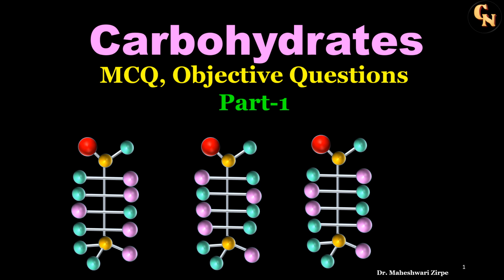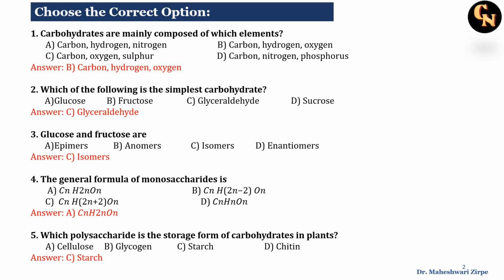Today we will understand carbohydrates and we'll just review the MCQs and objective questions of carbohydrates. So let us begin with the multiple choice questions. First one is: carbohydrates are mainly composed of which of the elements? The word itself tells you, carbohydrates are nothing but carbon, hydrogen and oxygen. So option B is the correct option.